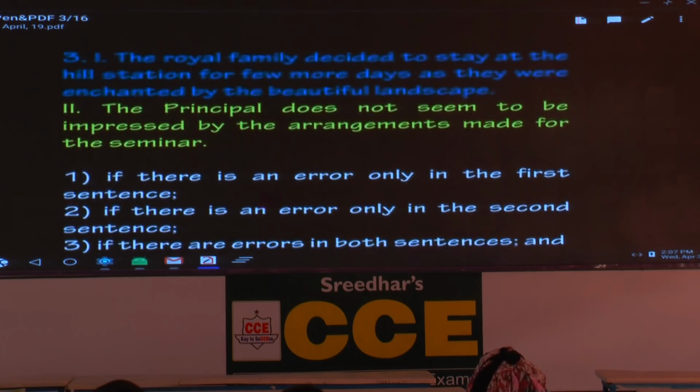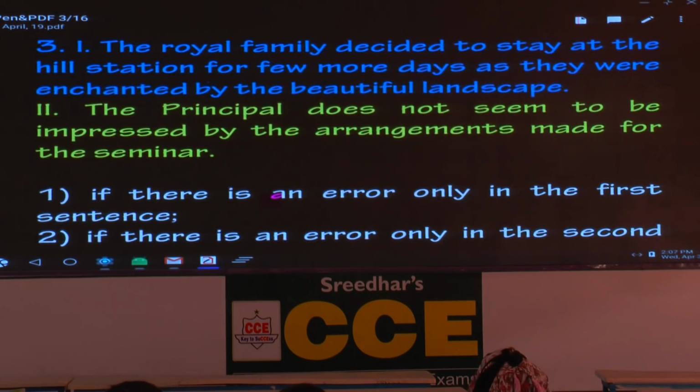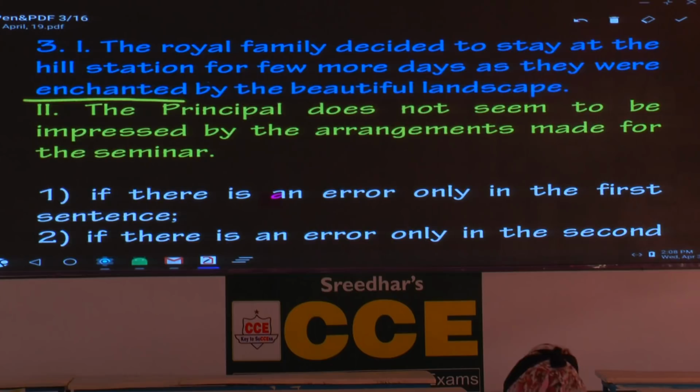Question number 3. The royal family decided to stay at the hill station for a few more days as they were enchanted by the beautiful landscape. Underline the word enchanted. Enchanted means impressed, attracted. Enchanting means impressive, appealing, attractive. By the beautiful landscape. Now where is the error? Do you think there is an error?